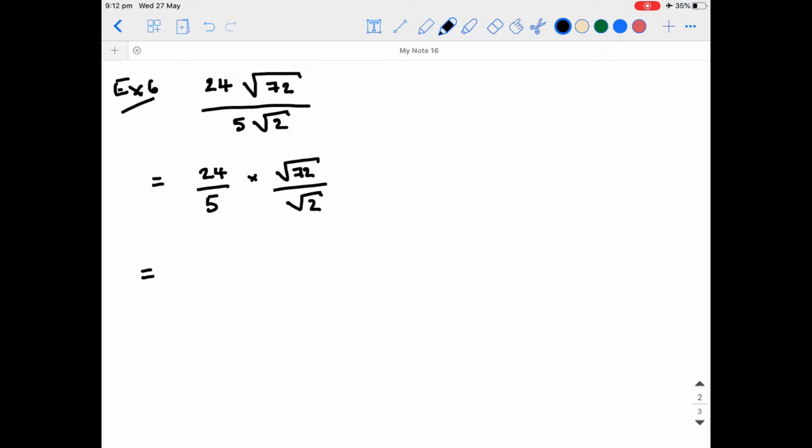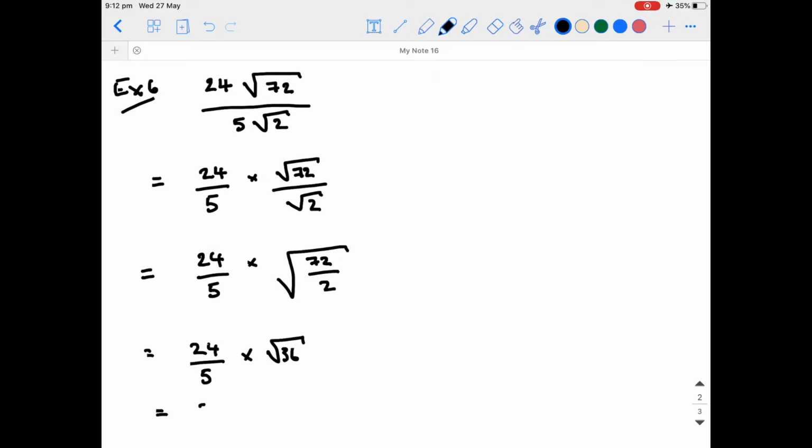The square root of 72 divided by 2 can be brought under one root sign. That would become the square root of 36. And I know that the square root of 36 is 6. So that becomes 24 divided by 5 multiplied by 6.